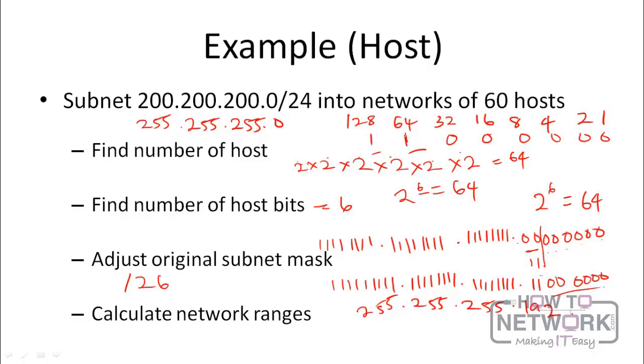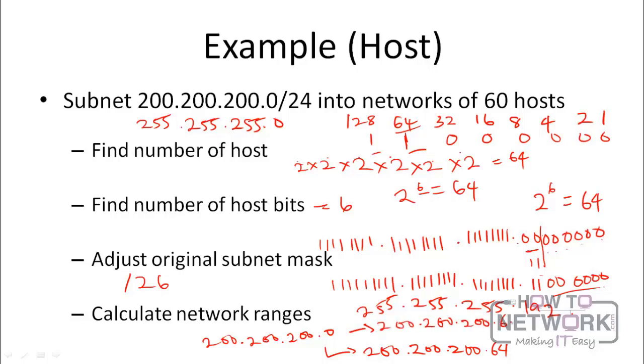Another way to remember that is to look at the last value of 1 that we have and look at the placeholder, which is 64. So our network ranges will be in increments of 64. So, for instance, we are going to start with 200.200.200.0, and the next one will be 200.200.200.64. For the first one, the broadcast address would be 200.200.200.63, which is the one number before the new network address. So we know that our ranges will be 200.200.200.0 to 200.200.200.63.